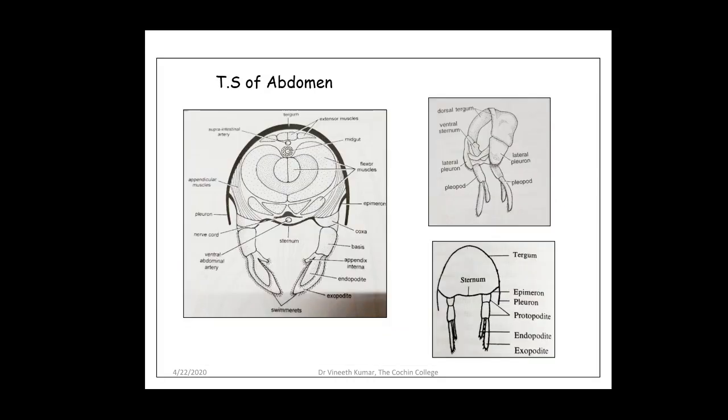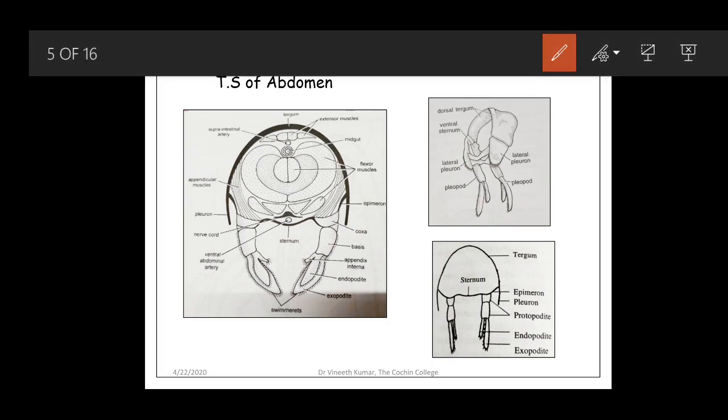So coming to the structure of the abdominal exoskeleton, it is the one that you see here. This is a simple diagrammatic representation that you can use for your exams. This is the TS of the abdomen. Here this darkly shaded region represents the dorsal region of the exoskeleton, and that dorsal region is called the tergum.